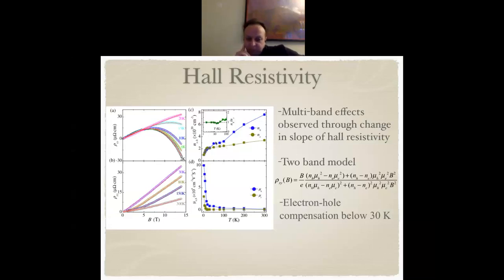So the carrier concentration, you can see when you go below 20, nearly becomes equal by 2 Kelvin, and that is indicative of electron-hole compensation below 30 K. So one effect of that is you get a very large magnetoresistance. If you look in the equation, if these are equal, you basically get a non-saturating B squared. So I think a lot of that magnetoresistance comes from this electron-hole compensation.